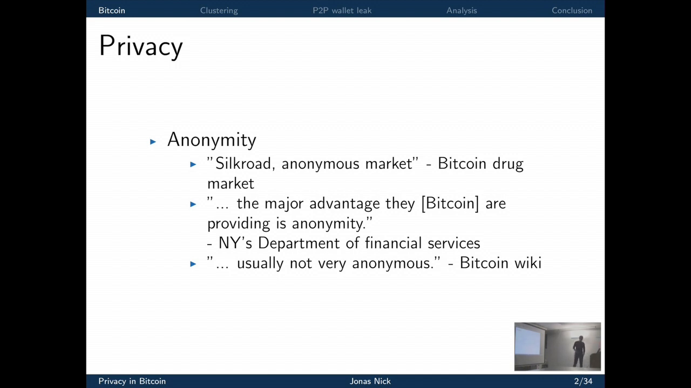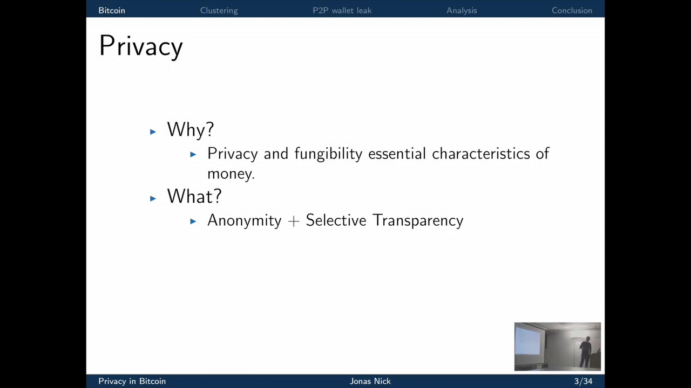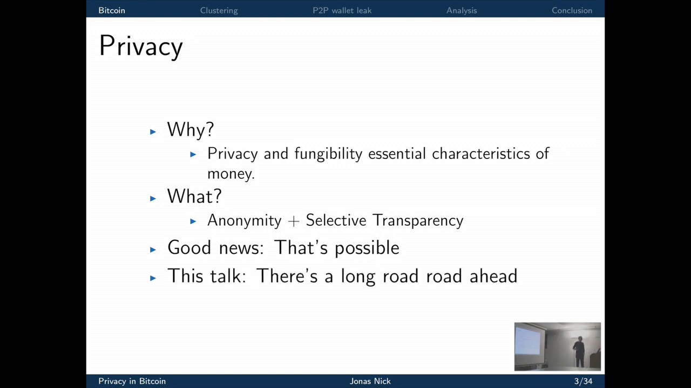Okay, so why do we want anonymity? Well, it's very important for a currency to be private and also fungible, because who really wants everybody to know their payments to the doctor or to the bank or anything? A money which is not private cannot really work. So what do we want? I think we want anonymity per default, and we also want to allow for what could be called selective transparency, which means that if I want to reveal my transactions to an auditor or to law enforcement, then I can do that. But I am in charge, and I can decide that. So the good news is that this is possible. We can get there. We kind of know how to go there. There are some trade-offs with scalability, but it's probably possible. But this talk is more about the other side, so there's a long road ahead.